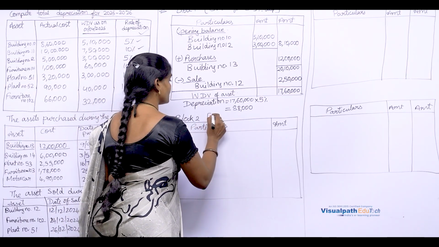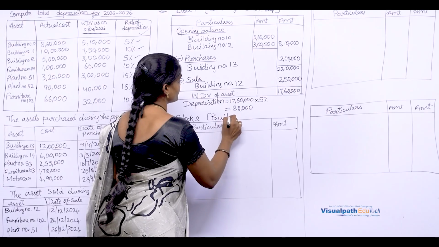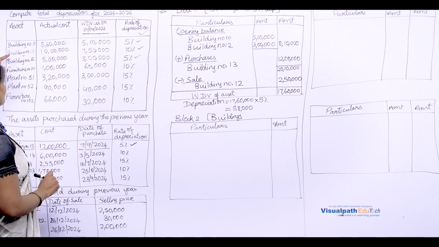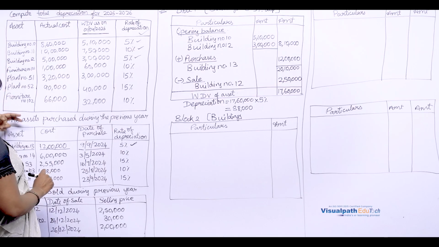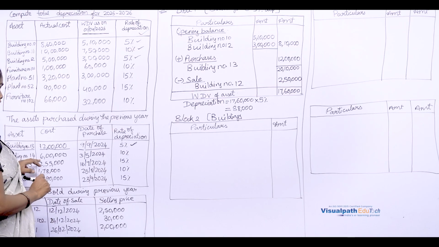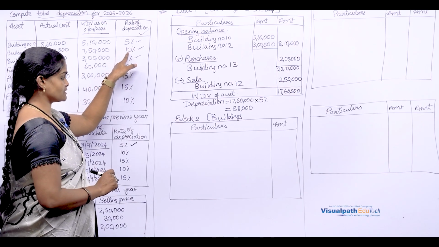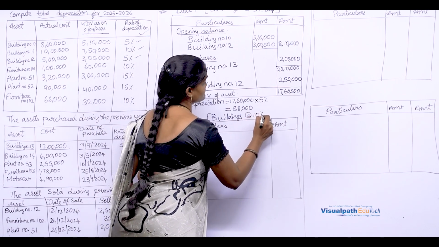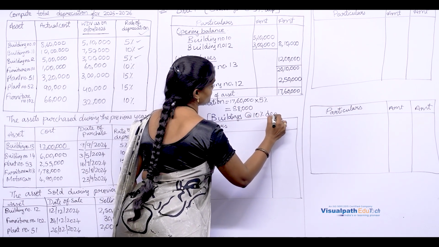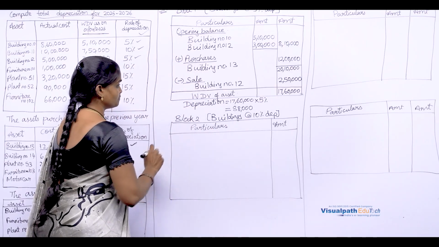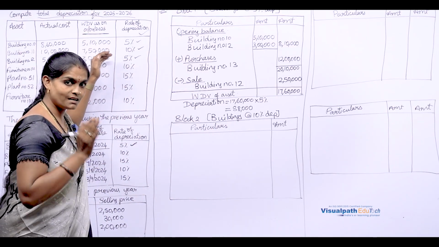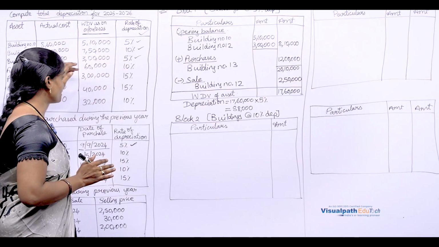Now let us go with the second block. Second block, again remaining buildings. Now 5% buildings are over. Now remaining buildings, you have building 11 and building 14, which are for 10%. All buildings at 10% depreciation. Clear? Now, first, how many assets are already existing in the business? That you have to check.